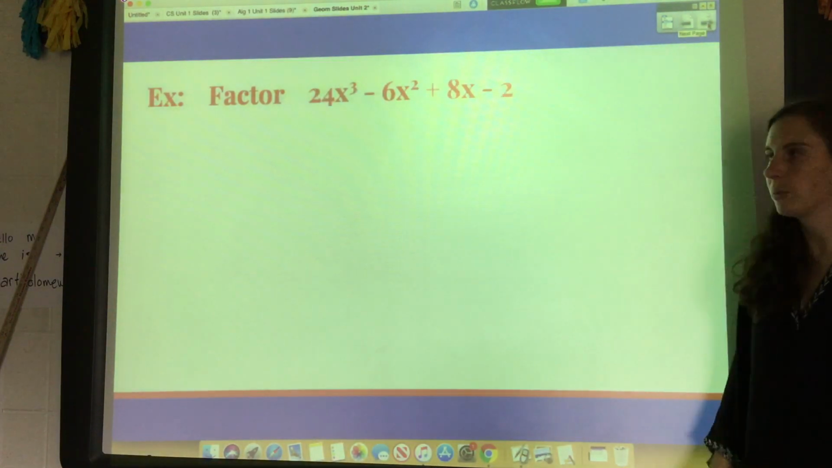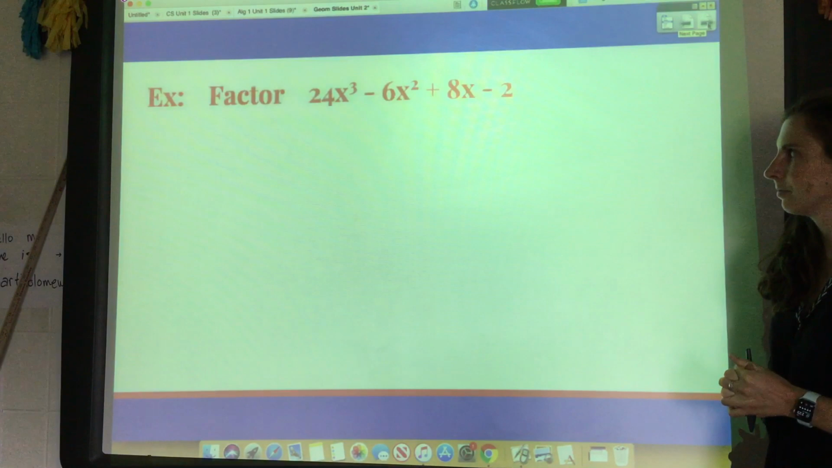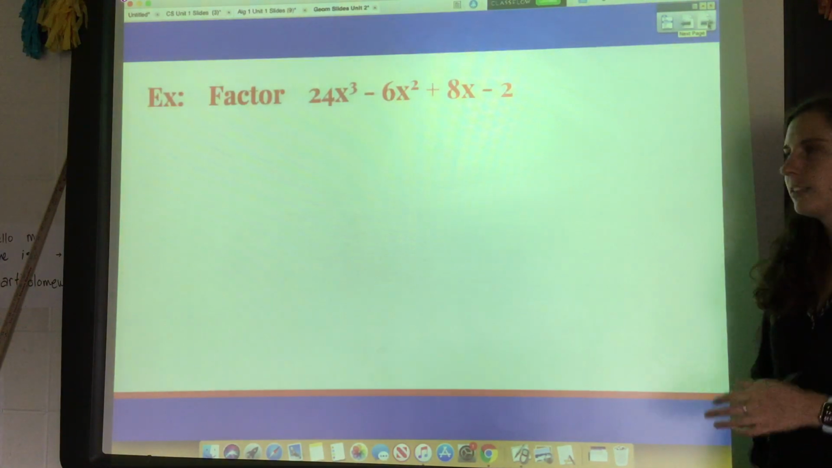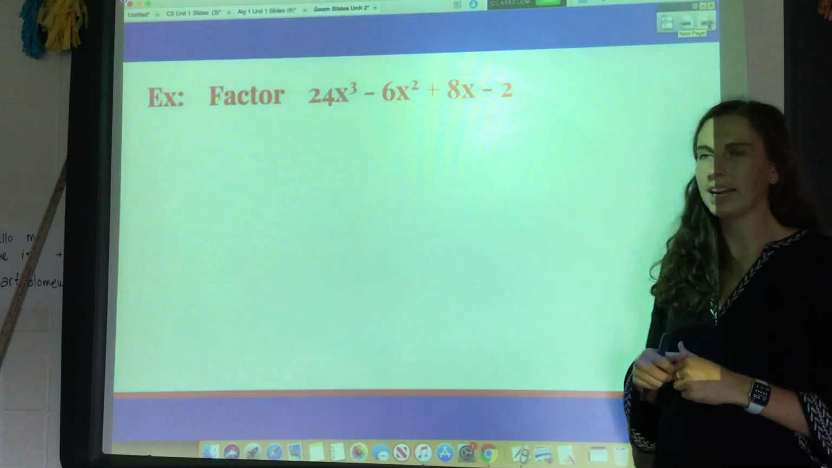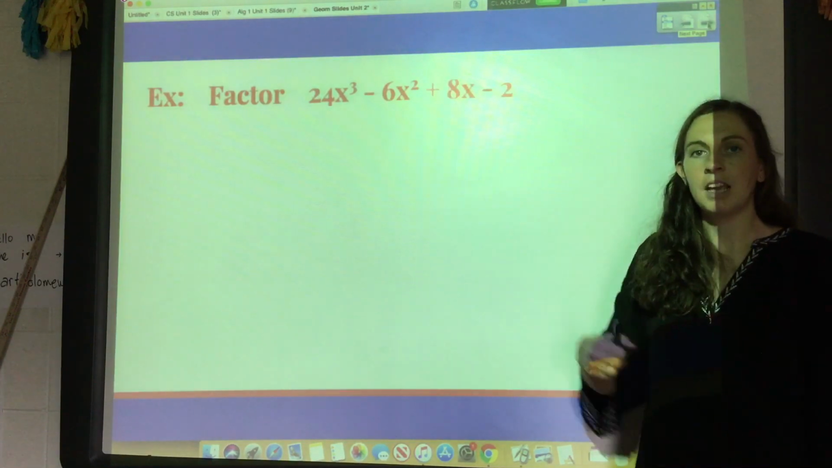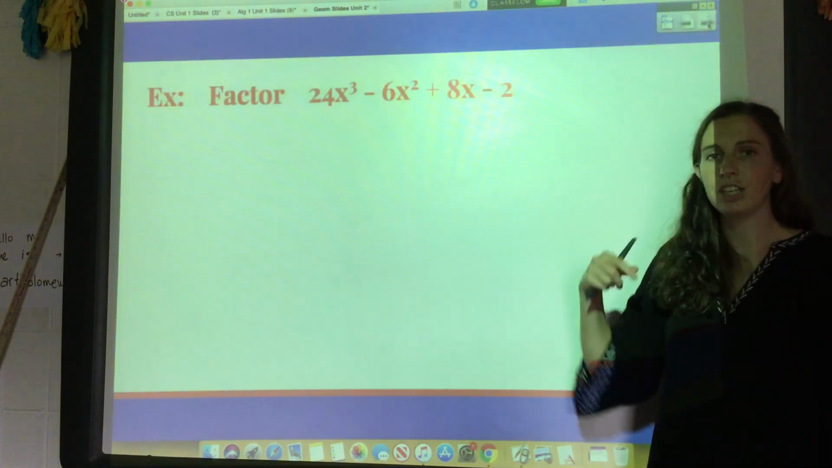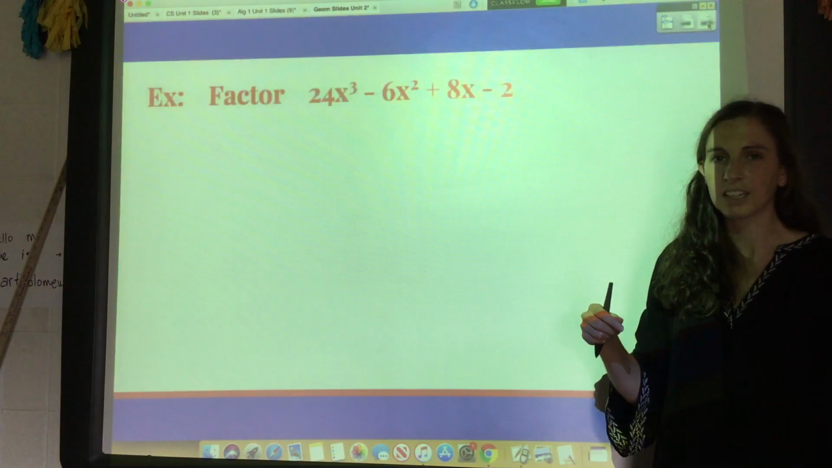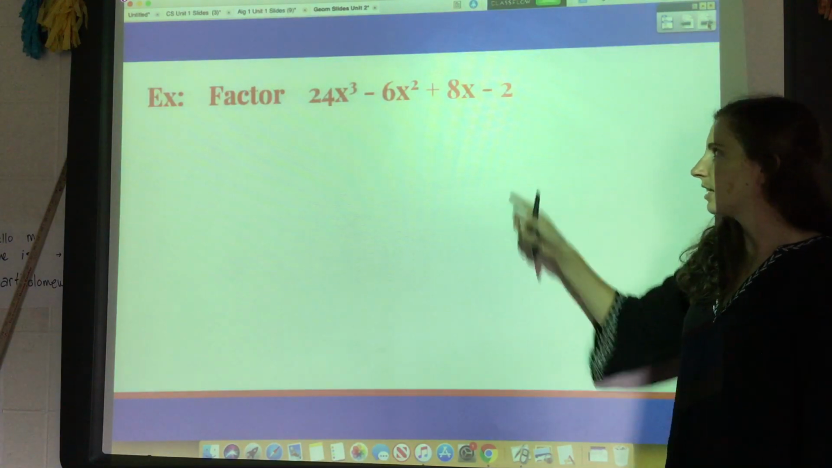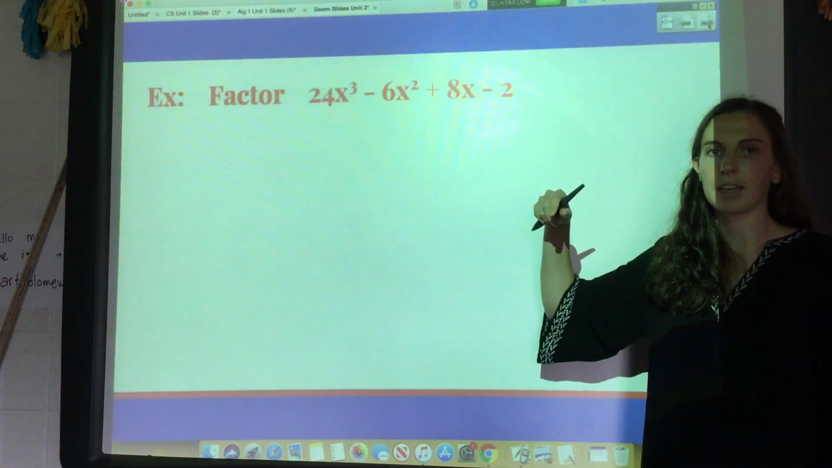All right, let's try another one. You may be tempted, since this one is 4 terms, to jump right into grouping it. But be careful, this one has a GCF. So we're going to want to factor that out first. It has a GCF of 2, because we could divide everything by 2.